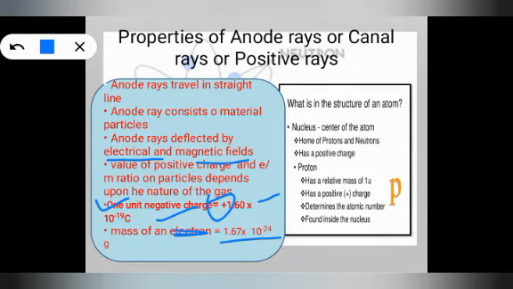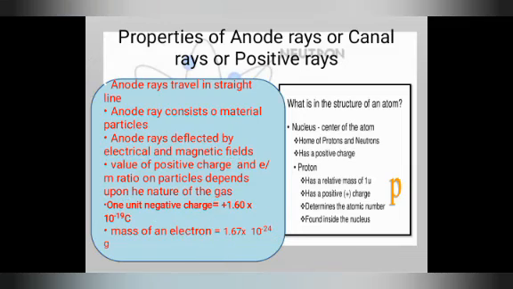So what is the structure of an atom? The nucleus is the center of the atom and the home of proton and neutron. Inside the nucleus there is proton and neutron. Proton is positively charged and has a relative mass of 1 unit. It is determined by the atomic number and found inside the nucleus, okay.